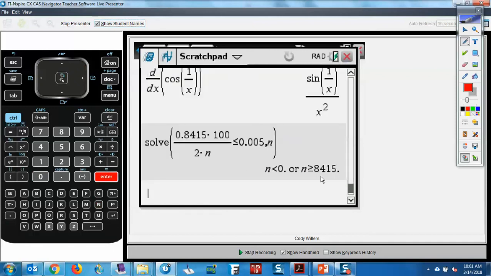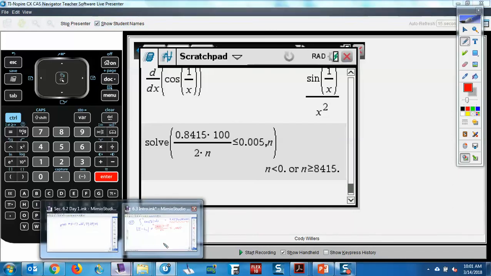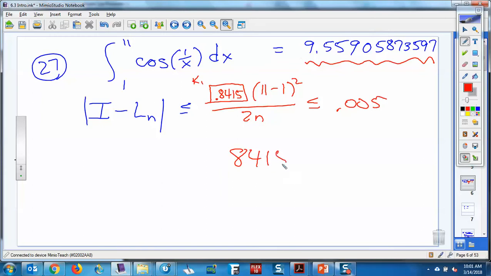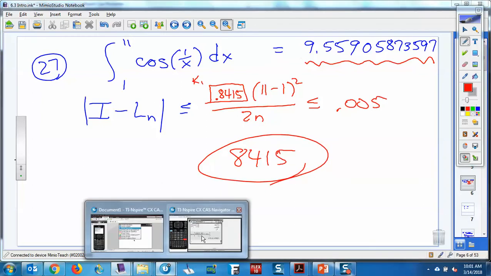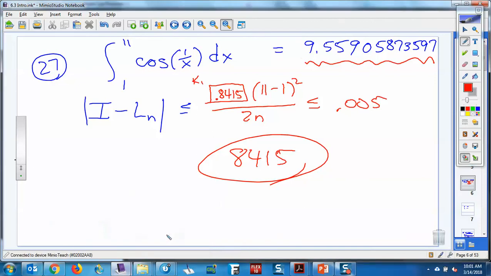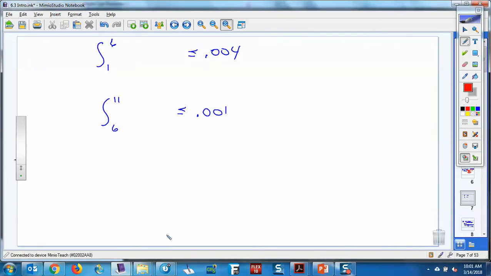Okay, 8,415 left rectangles is what this is going to take, because that was such an over approximation of what's going on. So 8,415 left rectangles are going to be needed. So then they say, how about if we do this? Let's take that 0.005, that error that we want to be within, and let's split it up.